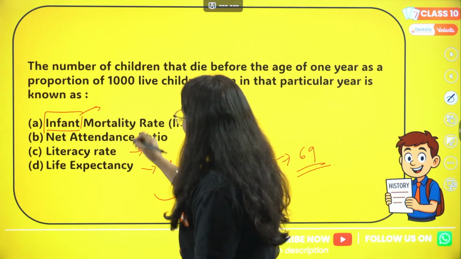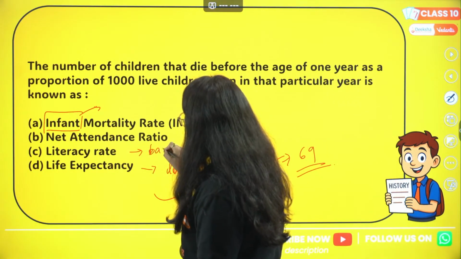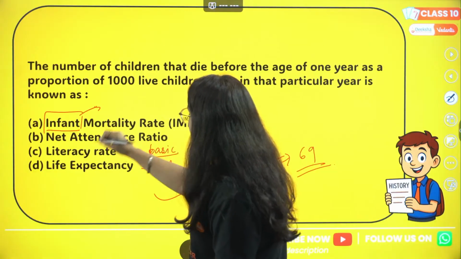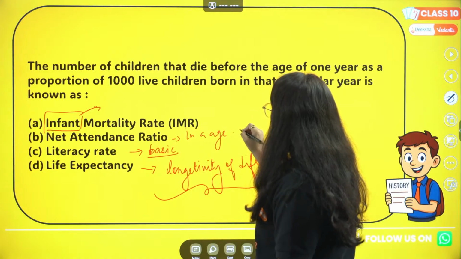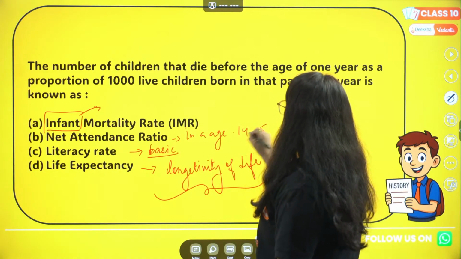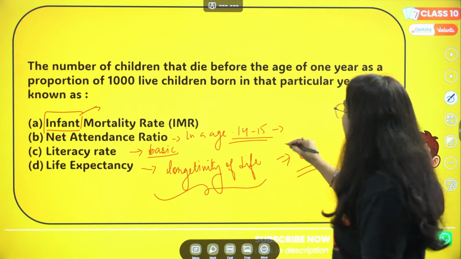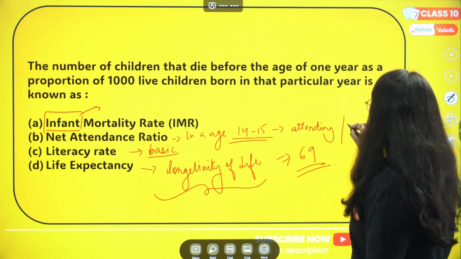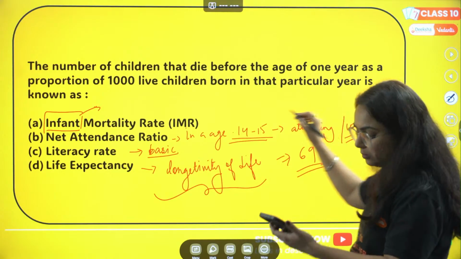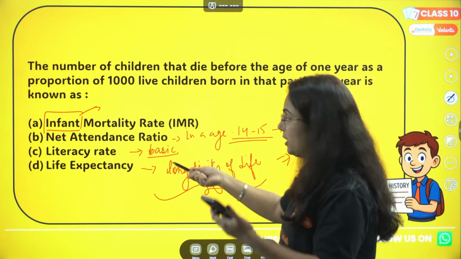If we talk about literacy, it's basic education, right? Net attendance ratio: in an age group, for example between 14 to 15 years, how many students are attending the schools, out of 100 students. This is known as net attendance ratio.